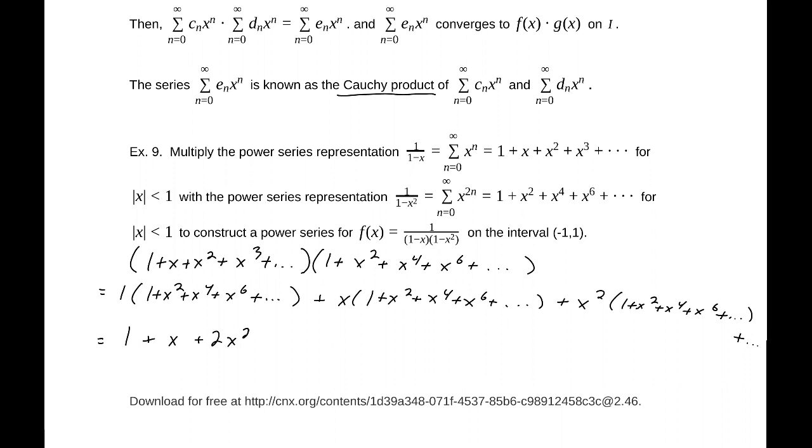There's only 2 ways to get an x squared, 2 ways to get an x cubed, 3 ways to get an x to the 4th, 3 ways to get an x to the 5th, and that sort of pattern just continues on as long as the absolute value of x is less than 1 because of our interval of convergence right here. Because that's the common interval for these two as well.